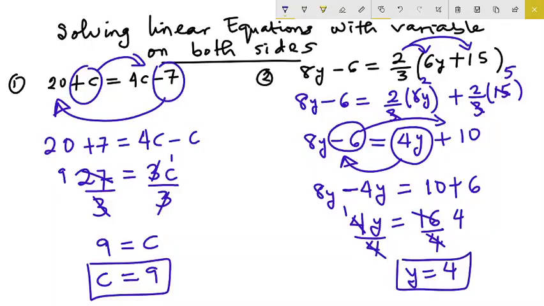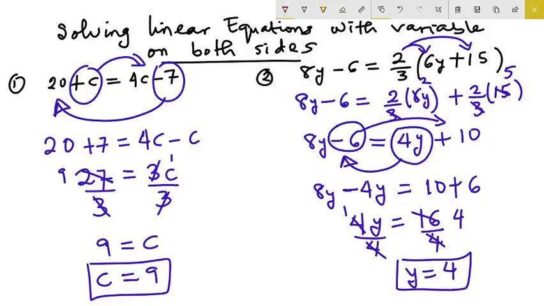So you might want to go a step further if you want to check to make sure that you did not make any mistake. You can substitute your solution back into the original equation that you are given, and this will confirm that you got the correct answer.